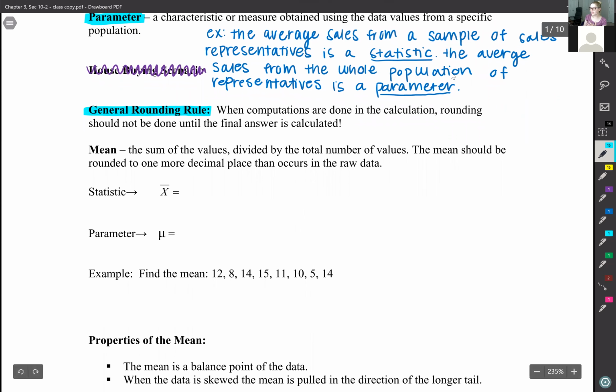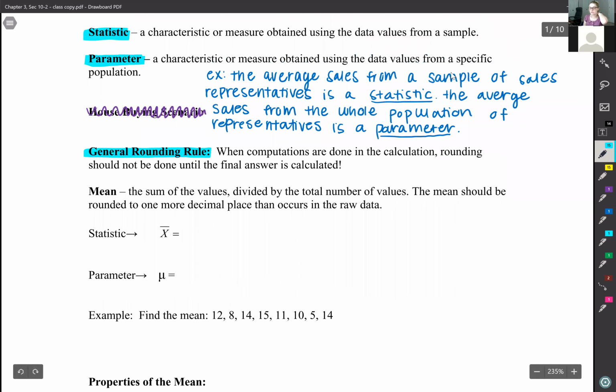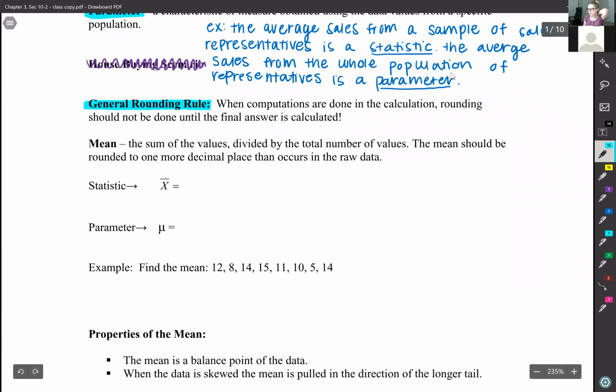Okay, so now we're really going to get into one of the measures of central tendency, and that's the mean. So you've probably all heard of the mean. It is the sum of the values divided by the total number of values, or this can be referred to as an average. So maybe you've heard it stated like that. The mean should be rounded to one more decimal place than occurs in the raw data.